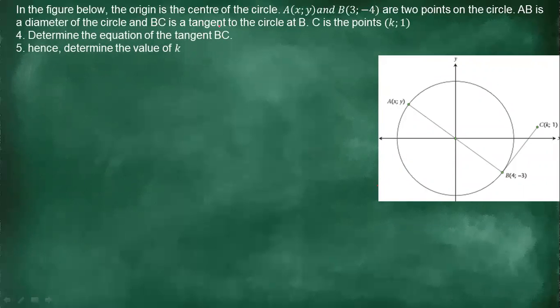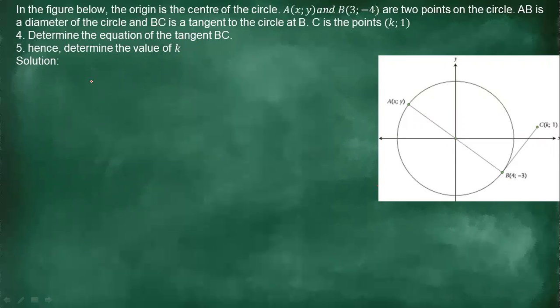We are still having the same scenario, as you can see, with the same circle. Now we've got new questions on that. Determine the equation of the tangent BC. We first remember what we need: the gradient and the point. Point B is fine, we have the point. We have point B, which is (4, -3).